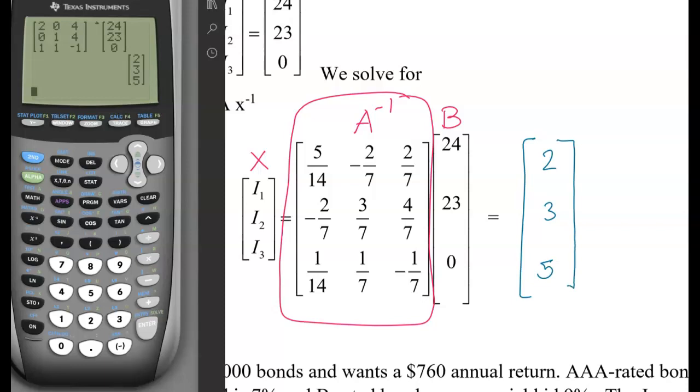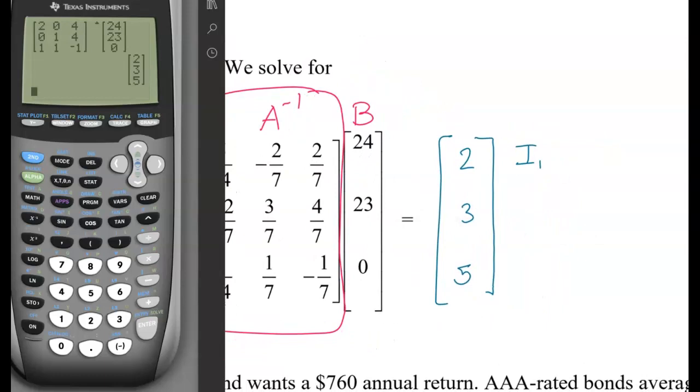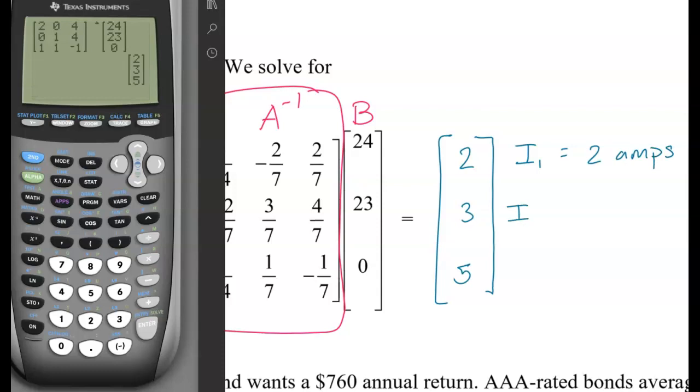Which means that this first entry in that column is what our I1's amps are. So I1 is equal to 2 amps. The second entry in the column is I2. That is 3 amps. And the third entry is I3, which is 5 amps. And we have solved the system.